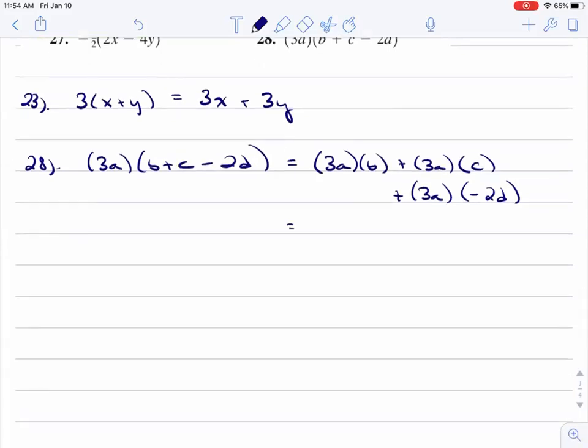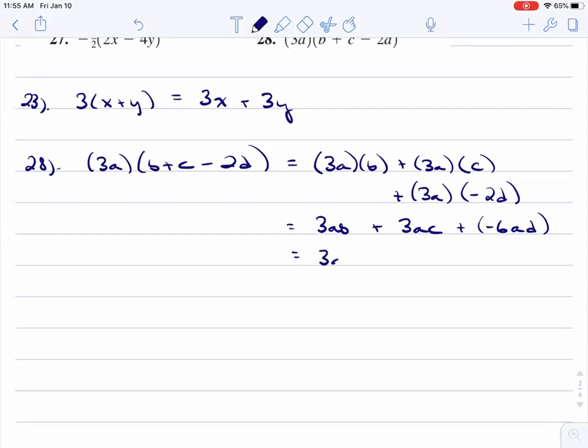And so we get 3ab plus 3ac plus, and then negative 6ad, which becomes 3ab plus 3ac minus 6ad. So hopefully all this is feeling pretty good. All right.